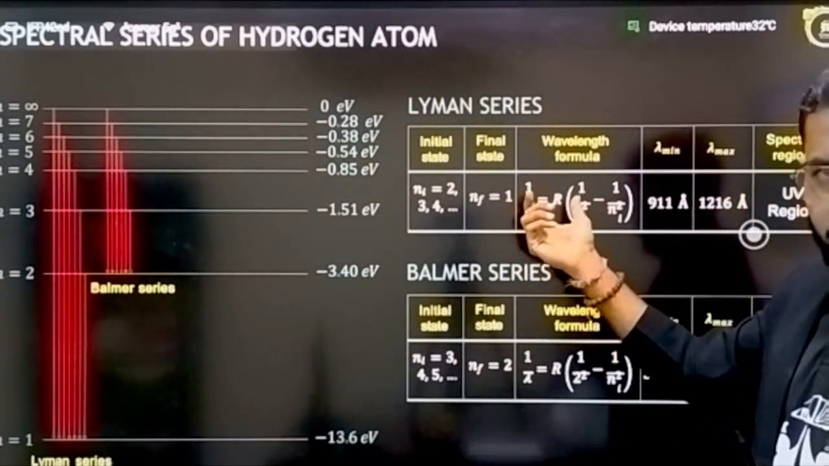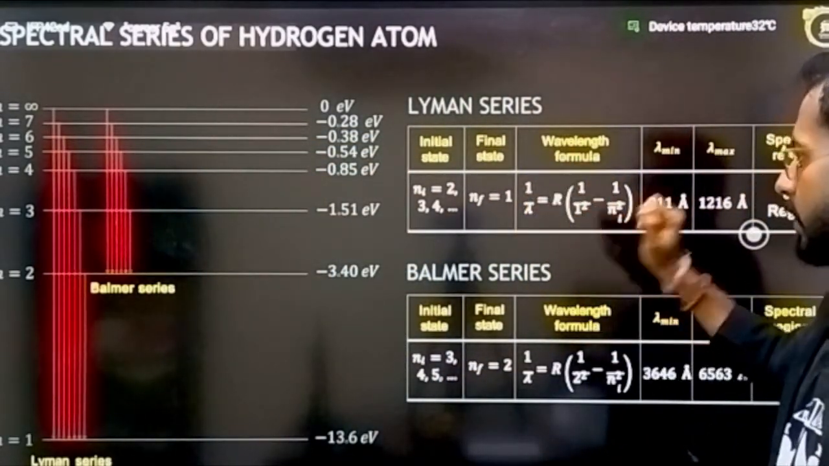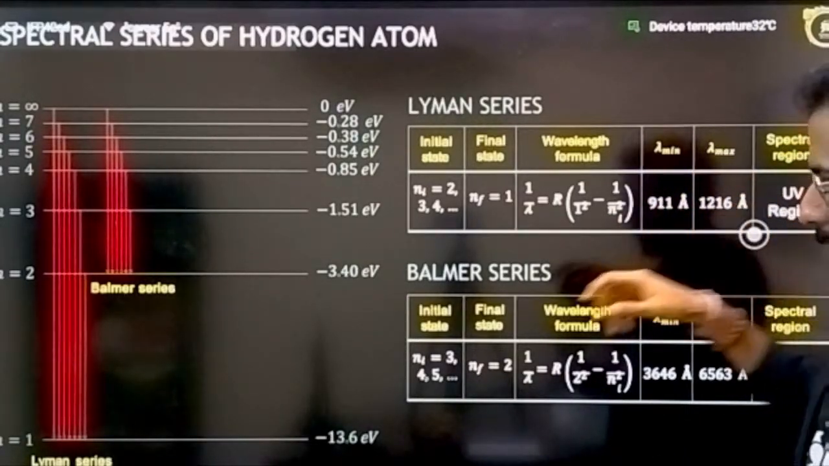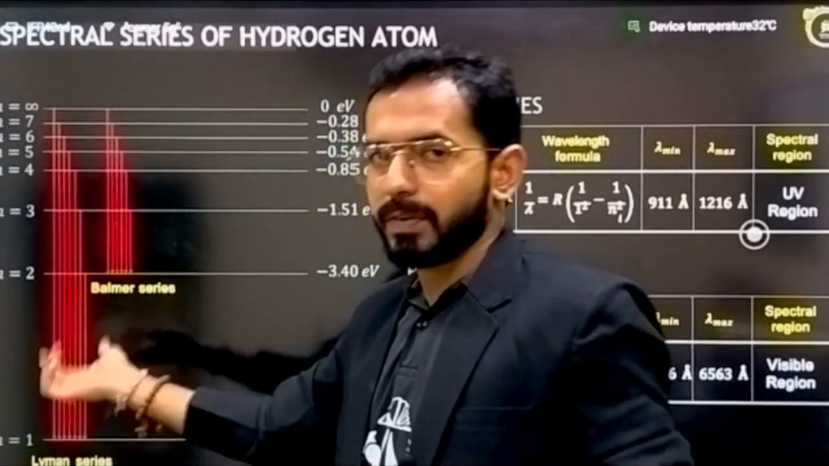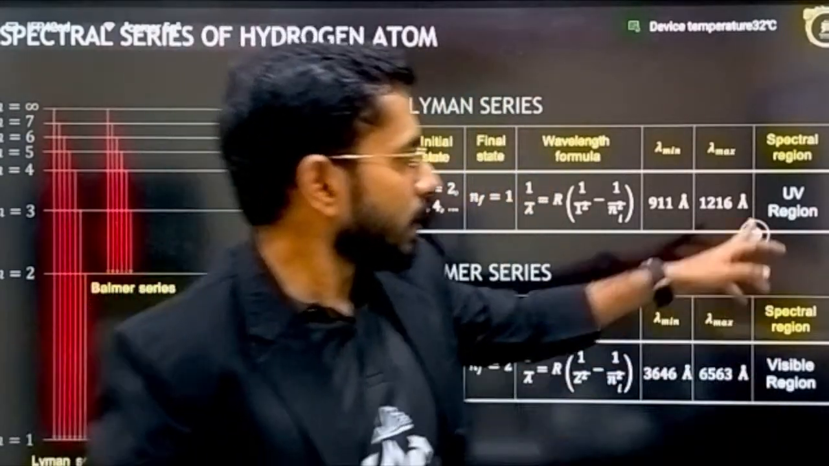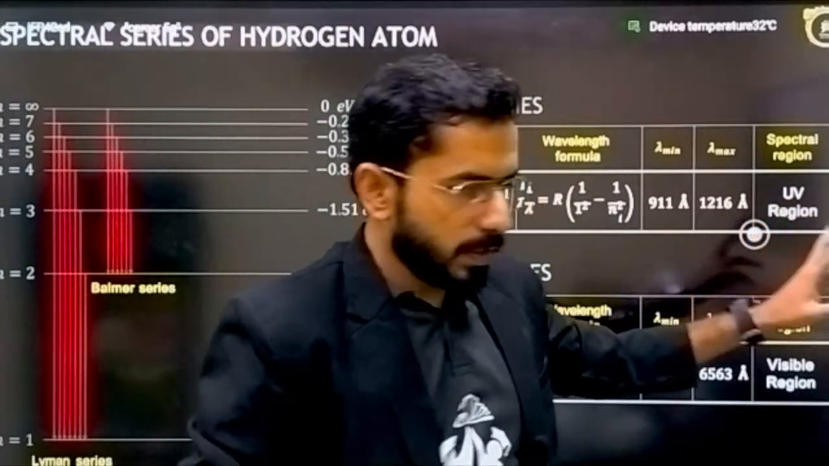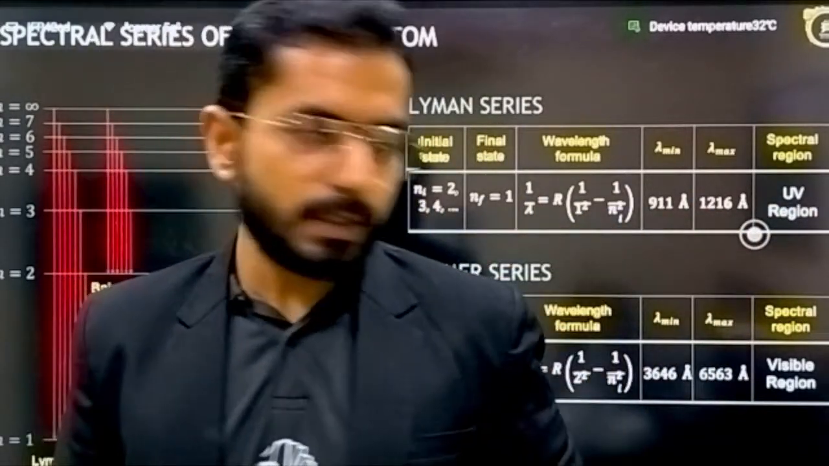How will you calculate the wavelength? 1 by lambda is equal to R into 1 by 1 square minus 1 by n square. Always I have told you, the minimum wavelength and maximum wavelength you will be knowing. And the wavelength of the Lyman series always lies in the UV region. Remember this also. Specifically, I am telling this for NEET students.